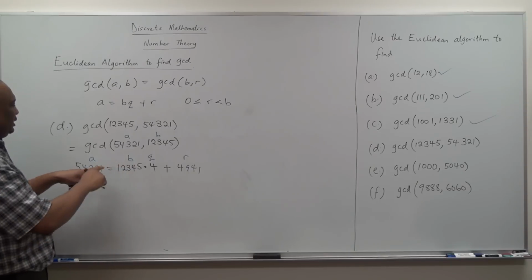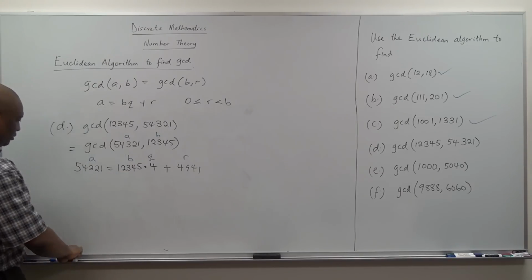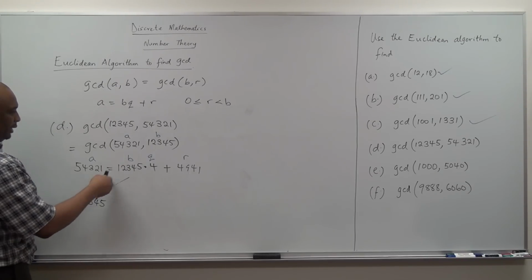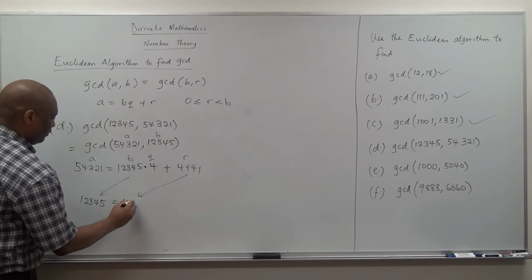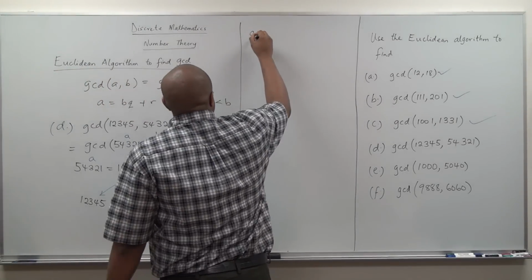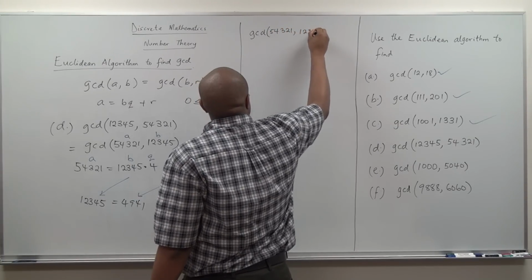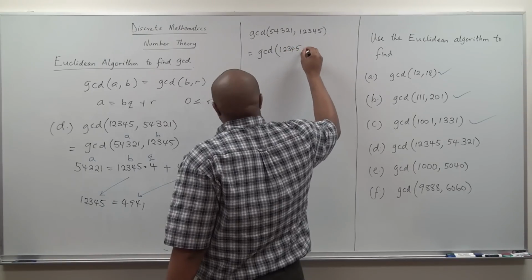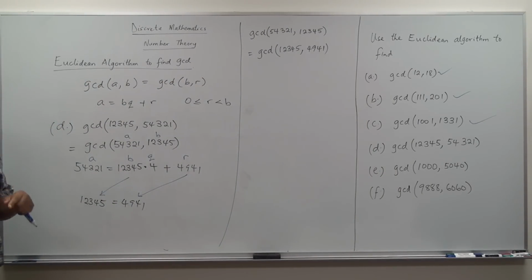Alright, then the next thing, remember the GCD of A and B will give us the GCD of B and R. So what we want to do is take this B and R and bring them over here: 12345, our B, and 4941, our R. It works on this principle: the GCD of 54321 and 12345 is the same as the GCD of 12345 and 4941. I'm explaining this very well now so that you don't get confused.